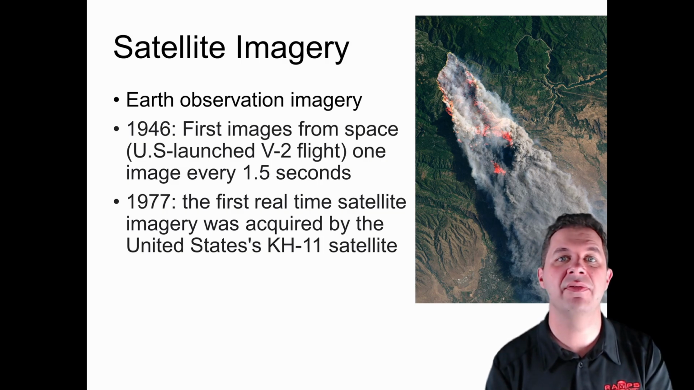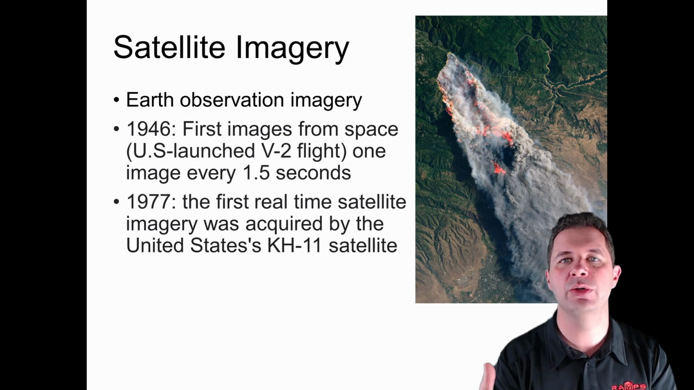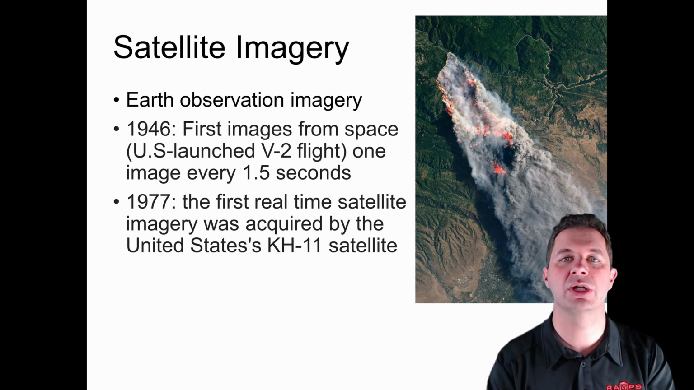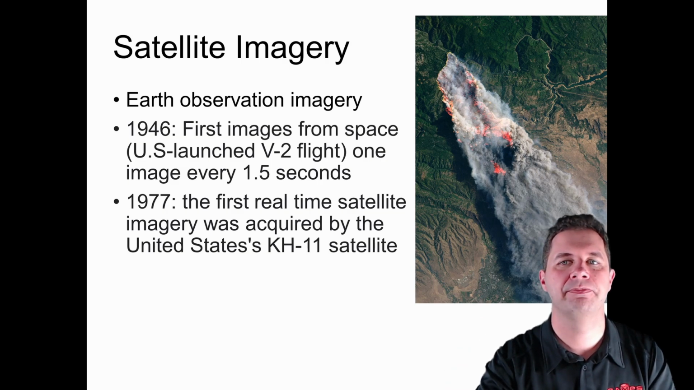In 1977, they had the first real-time, so they were transmitting all that data back to a ground station, so you could have real-time satellite imagery and see what's going on. Once again, by a US satellite.